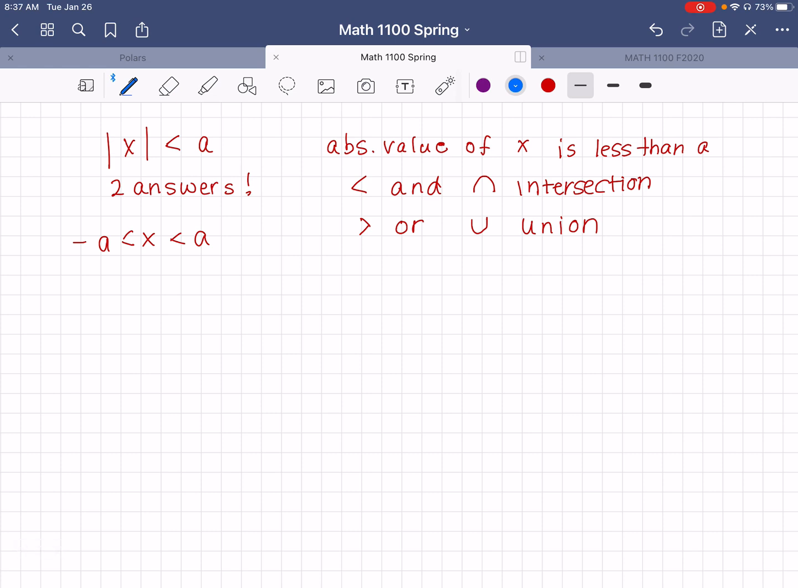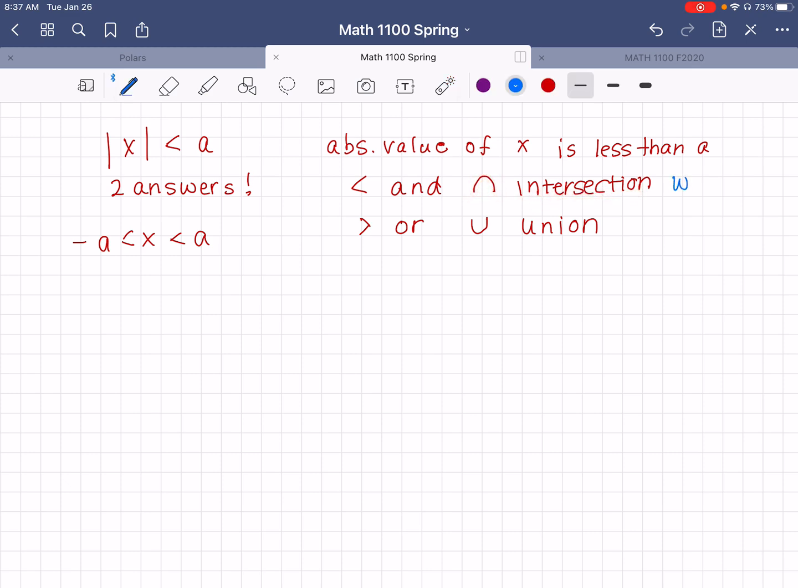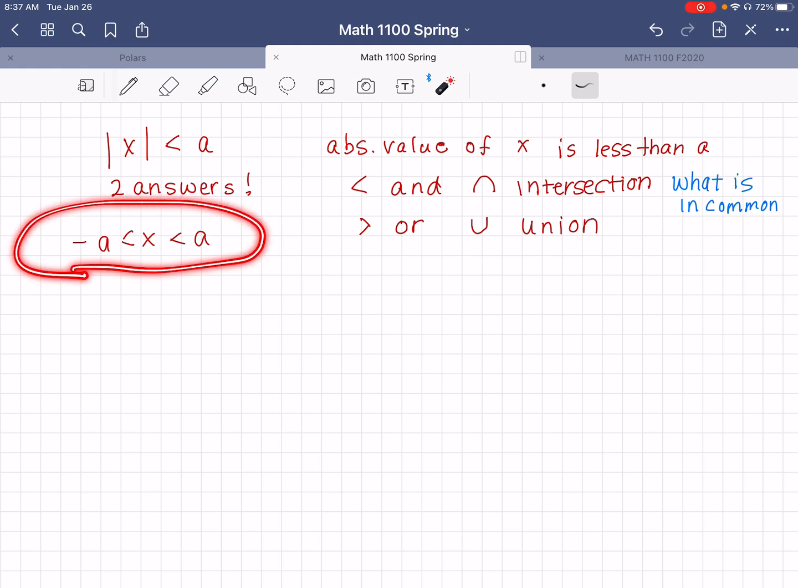Absolute value of A is less than A. It has two answers for absolute value. So absolute value x is less than A is what that just said right there. If it's less than, it's an and, which is an intersection. So that means what's in common. Most of the time we write that between them. That would be the negative A less than X less than A. So that's how we write a less than. And I'll do the greater than in just a second.